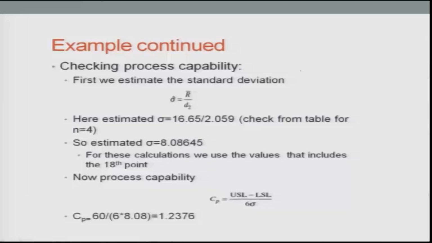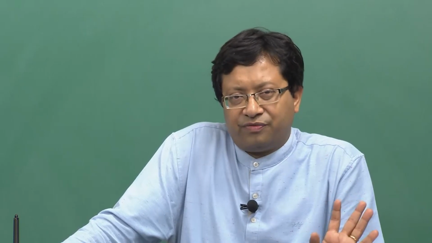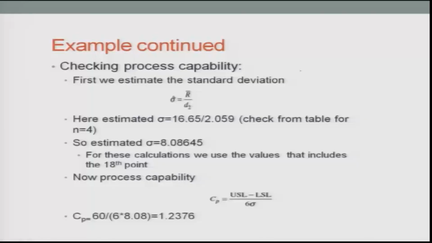So, continuing the example, checking process capability: first we estimate the standard deviation given by R bar by d2, which comes out to be 16.65 divided by 2.04. So, n is 4, you remember that. It comes out to be about 8.1. For this calculation, we use the values that include the 18th point also, because you remember if the outliers are removed depending on the assignable and non-assignable causes, you should be satisfied yourself that the step you are taking is right or wrong. Now, once you find out the process capability, it comes out to about 1.2376.